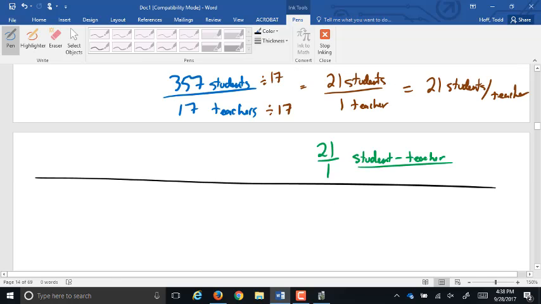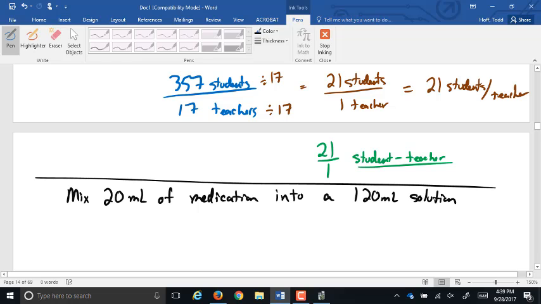How about I mix 20 milliliters of medication into a 120 milliliter solution. So I'm going to take my numbers here of 20 milliliters over 120 milliliters. Ratio or rate? This one is a ratio, comparing milliliters to milliliters.